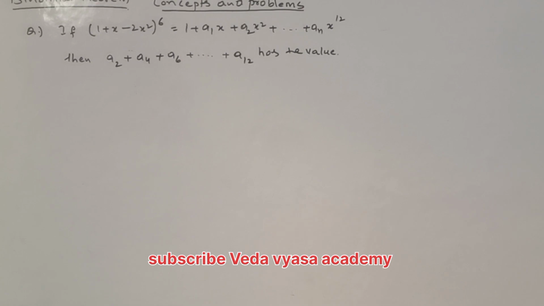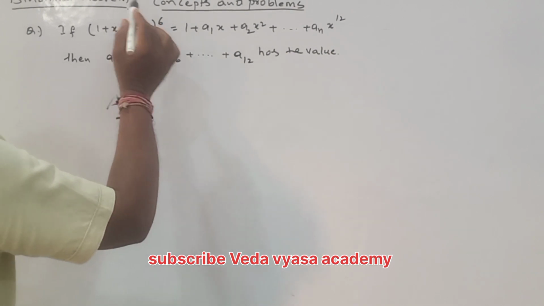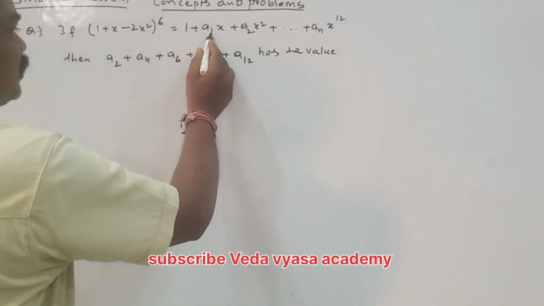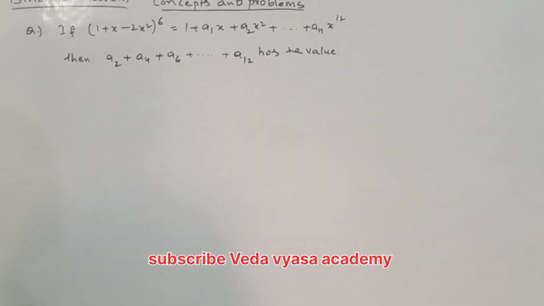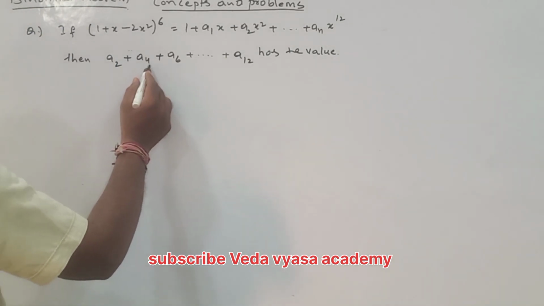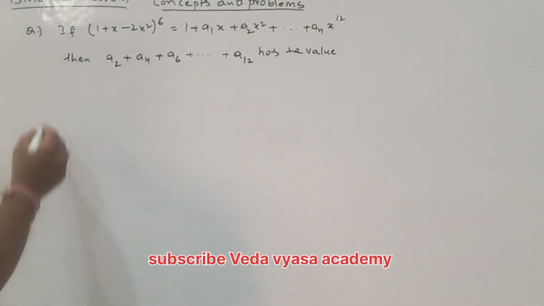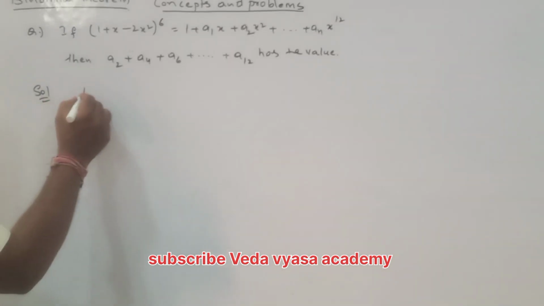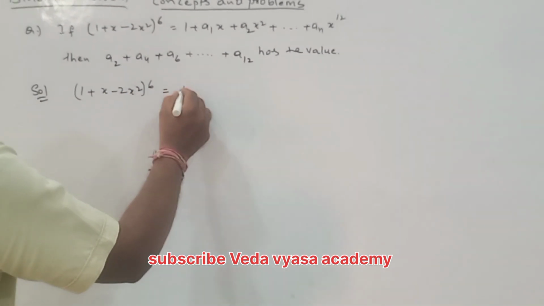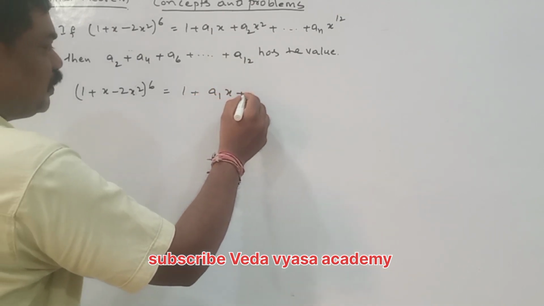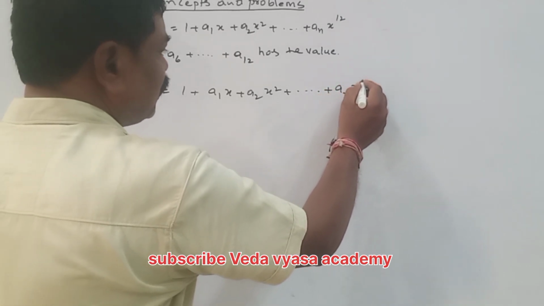We have one more problem on binomial theorem. If (1 + x - 2x square) whole power 6 is equal to 1 + a1x + a2x square + and so on up to a12 x power 12, then a2 + a4 + a6 + and so on + a12 has the value. So here we have (1 + x - 2x square) whole power 6 equal to 1 + a1x + a2x square + so on + a12 x power 12.